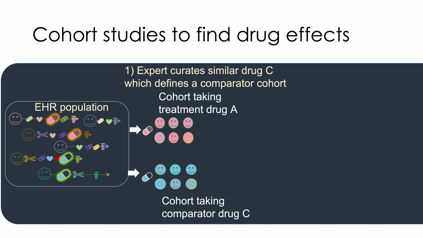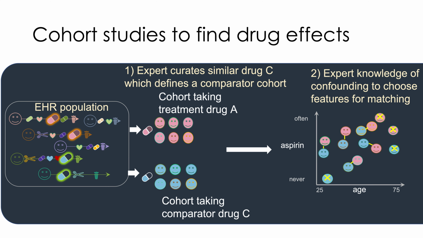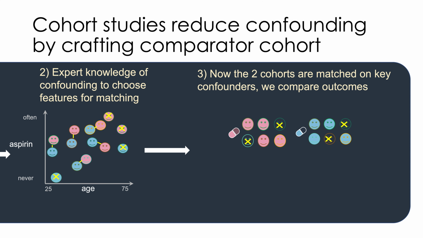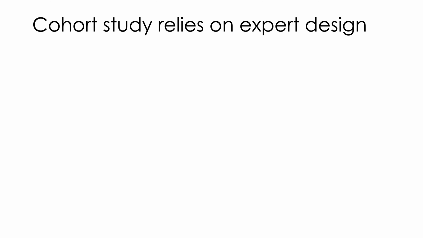So we deal with this by matching on key confounders, and we keep only the matched sets of people. Then in our matched sets, people on drug A will be no older than people on drug C, and there will be no more confounding effect. So finally, when we have our two matched sets of people, we can look at what happens after they take their drugs and see if either group is more or less likely to get the outcome Y. So this is a great method, but it relies on expert design.